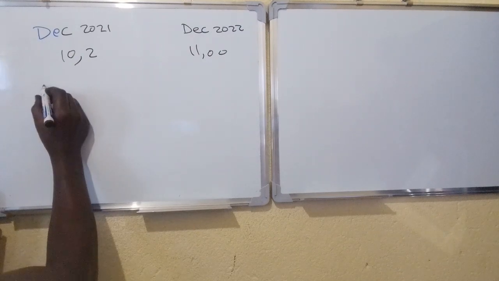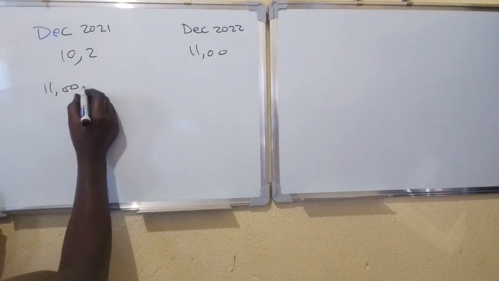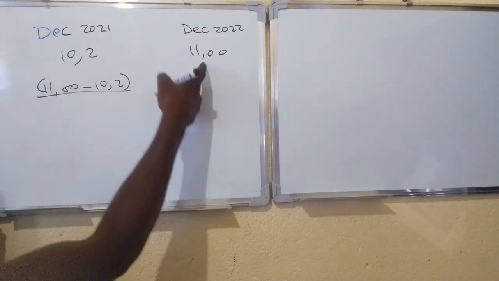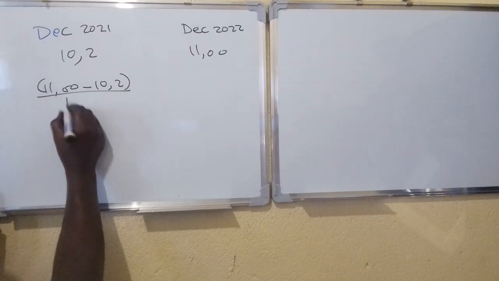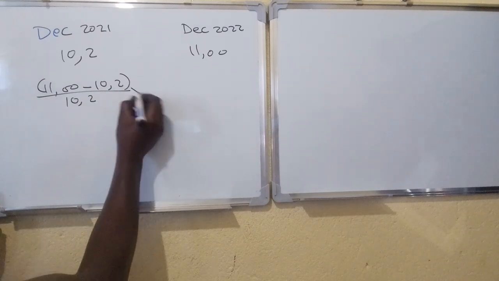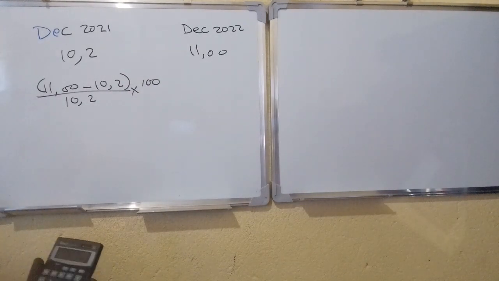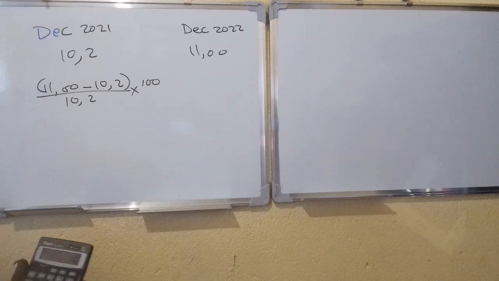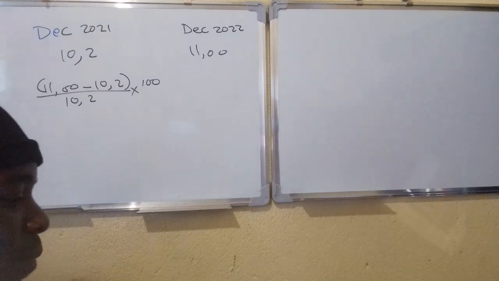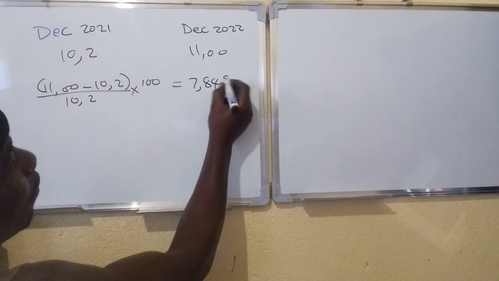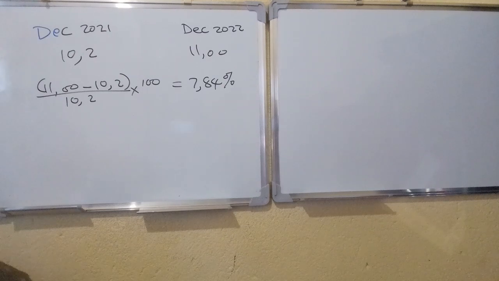So it's going to be 11.00 minus 10.2, current minus previous over previous, 10.2, times 100. 11 minus 10.2 divided by 10.2 times 100. So your inflation rate would be 7.84%. That's method number 1.